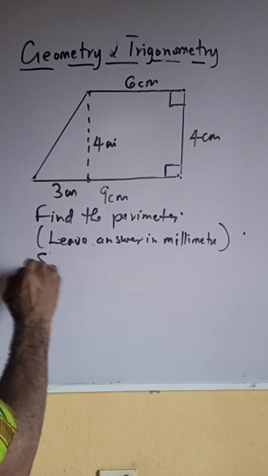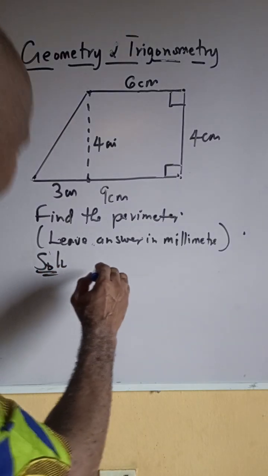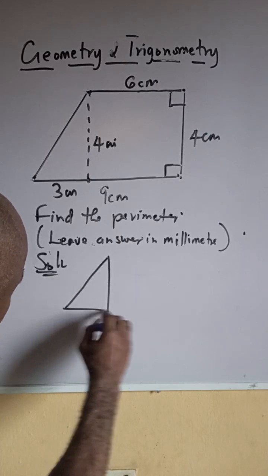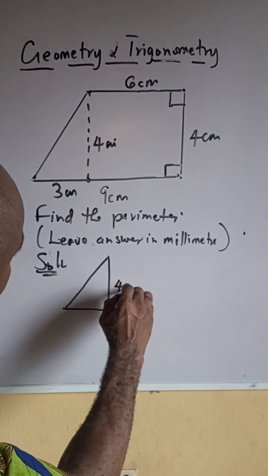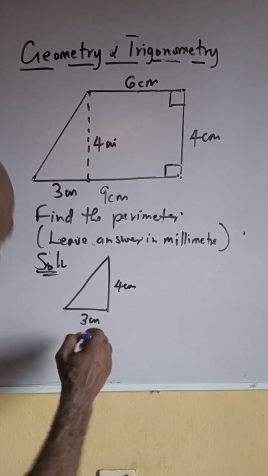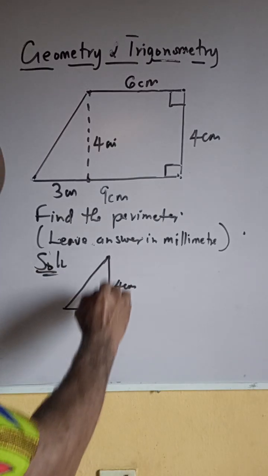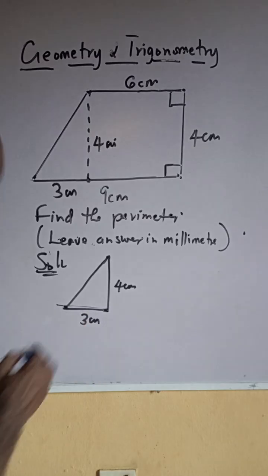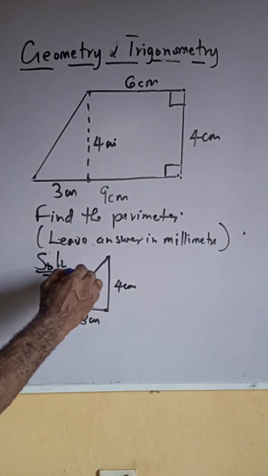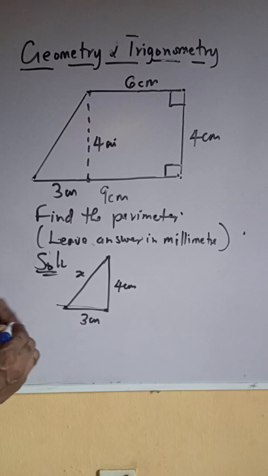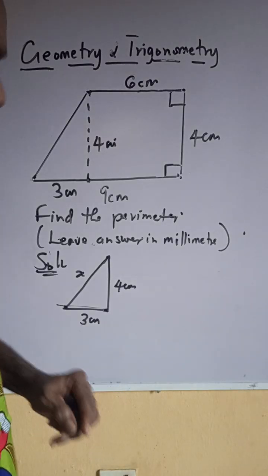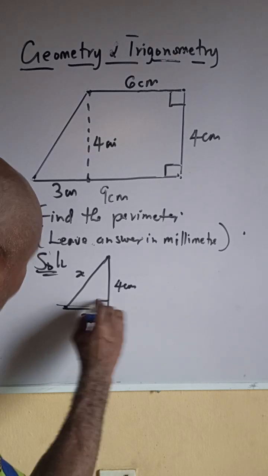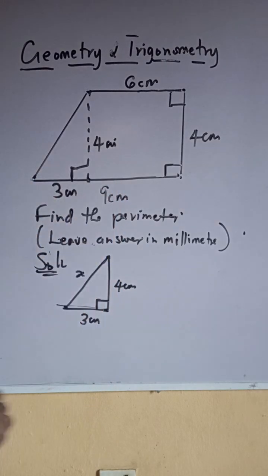Okay? Solution. Now, if we are to bring out this triangle outside, it will look this form. So as you can see, this is the height of this triangle and it's 4 cm. From here to here is the base, 3 centimeters. So we are now looking for this side. We can call it X. We can equally see that here a right angle is formed. There's also a right angle here.